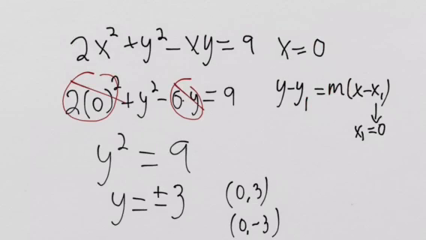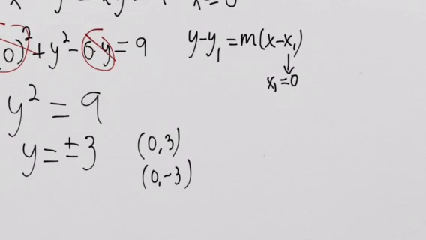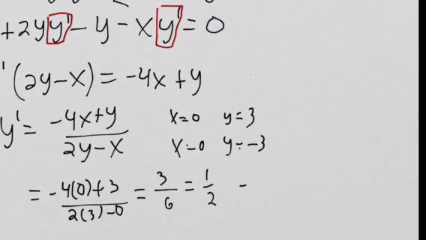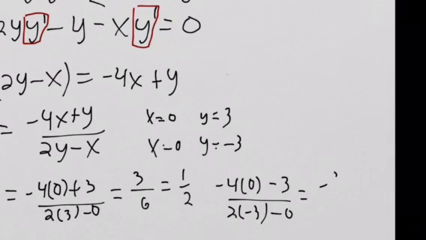So now I should go back over here and write my equation: y minus 3 equals 1/2 times x minus 0, which you don't have to write x minus 0, you can just write x. Okay. Now let's do it for 0 and negative 3. So if I plug in 0 and negative 3, I'm going to get negative 4 times 0 minus 3 over 2 times negative 3 minus 0. And that's equal to negative 3 over negative 6, which is also equal to 1/2. So our slope there is 1/2 as well.